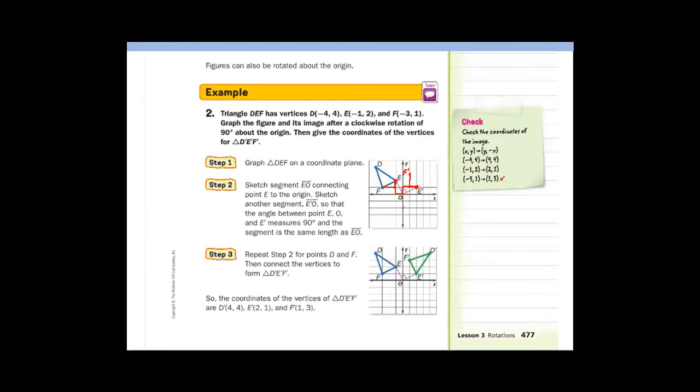All right, and then from F, I know I'm going to go 1 unit back, and the lines are kind of faint here, but it looks like 3 units up. So 1 unit back and 3 units up. That is my D prime. That is my new triangle rotated about the origin.